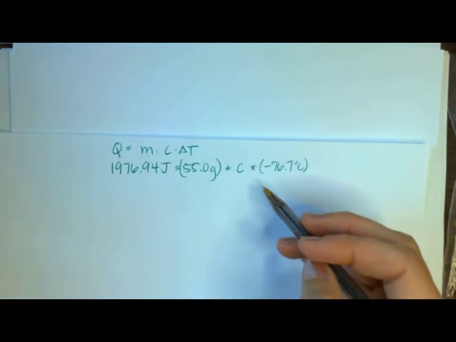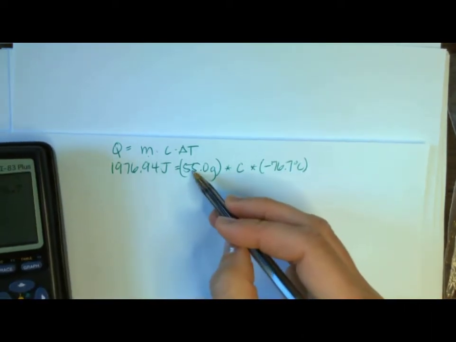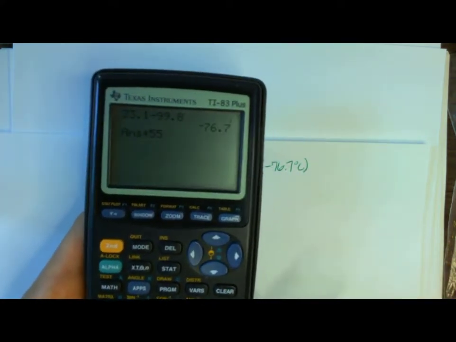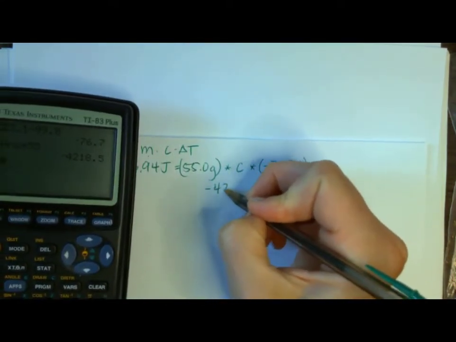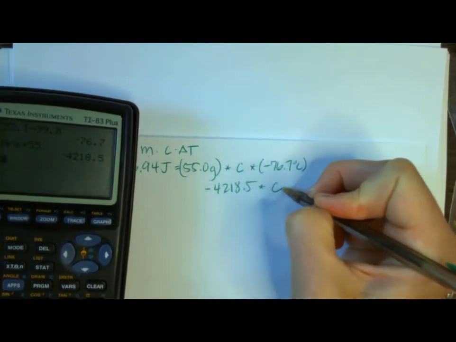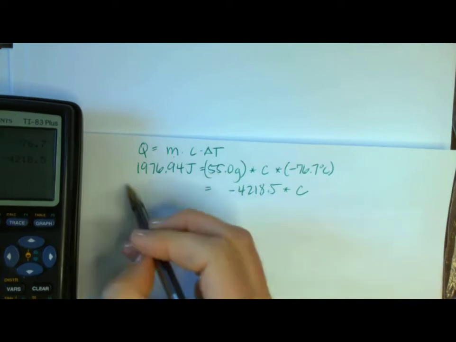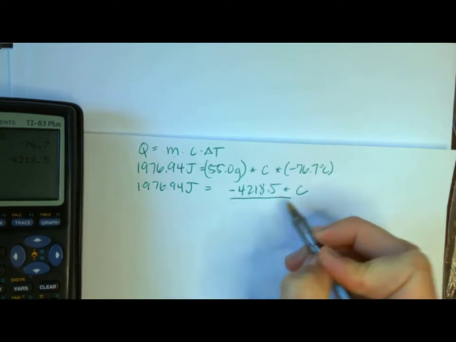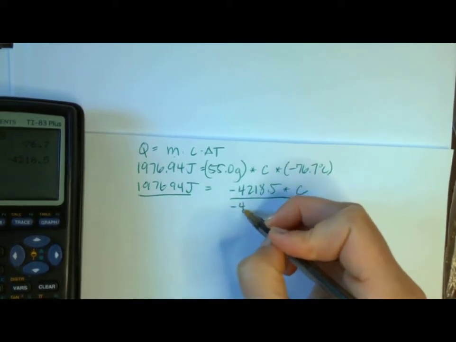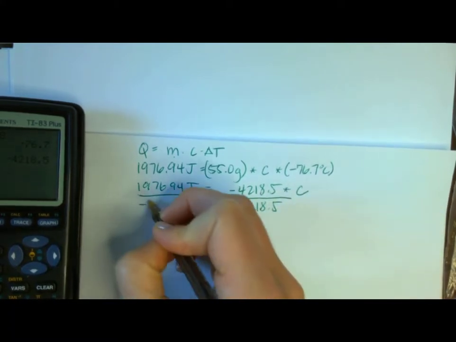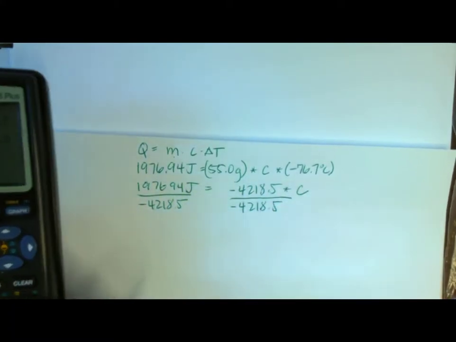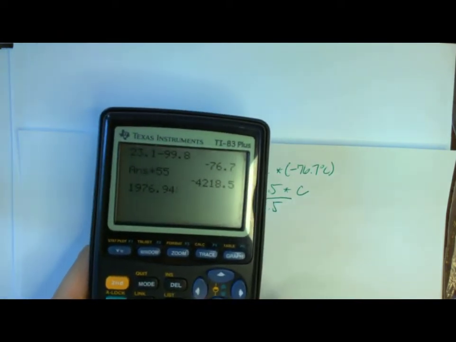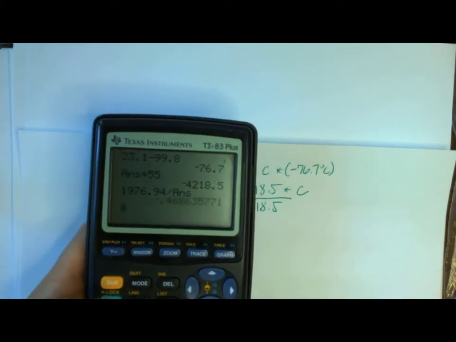So we now can just simplify and solve for C, specific heat. Let's do 55 times that negative 76.7. That gives us a negative 4218.5 times C, specific heat. I'm going to leave my Q the same, 1976.94 joules. Now I'm going to divide both sides by negative 4218.5. So 1976.94 divided by that last answer.